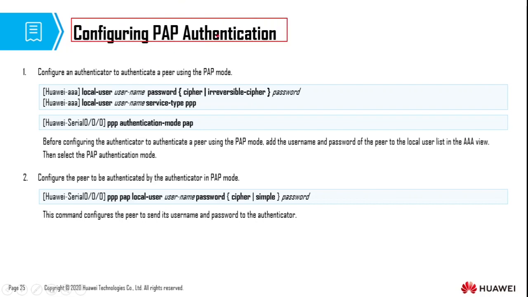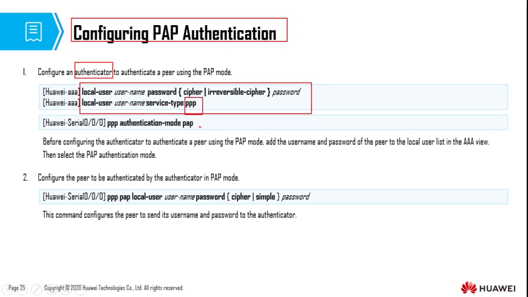Here we are configuring PAP. To do that, on the authenticator, create a user with a username and a password, and then enable the user to access the PPP service. Then go to the serial interface and use the command ppp authentication mode pap in order to use PAP authentication.